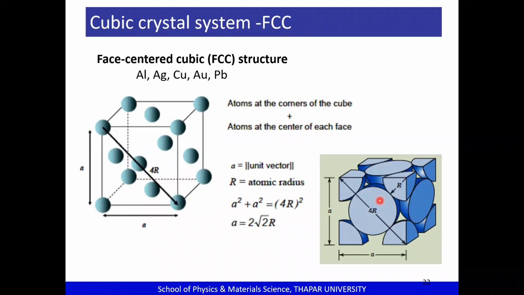And you can use the Pythagoras theorem here. So the sum of the squares of the sides, which is a squared plus a squared, should be equal to (4r) squared. If I rewrite this, it comes out to be a equal to 2√2 r. This expression you have to remember for an FCC structure, where the relationship between a and r is a equal to 2√2 r.